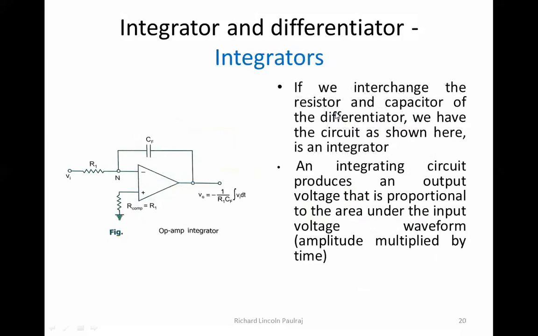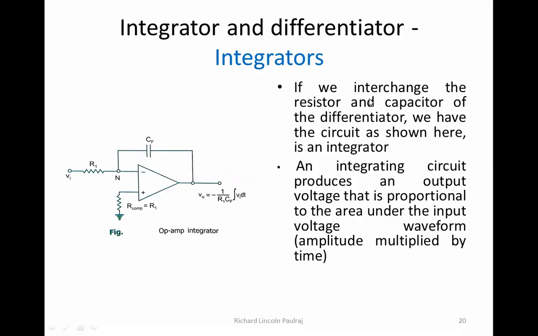Next we will move into something called integrators. What is an integrator? Just like the differentiator gives the differential of the input, the integrator does the reverse of what a differentiator does. You can observe here that the resistor and capacitor are reversed. The resistor was here and the capacitor was here, but now it is reversed. Here it was a multiplication, and here it is a division: minus 1 by RC, the time constant, times the integration of the input voltage.